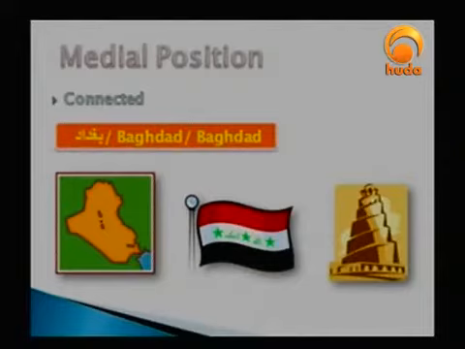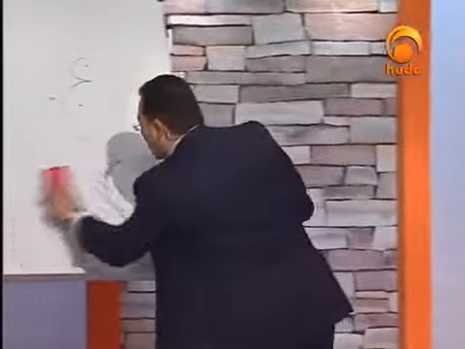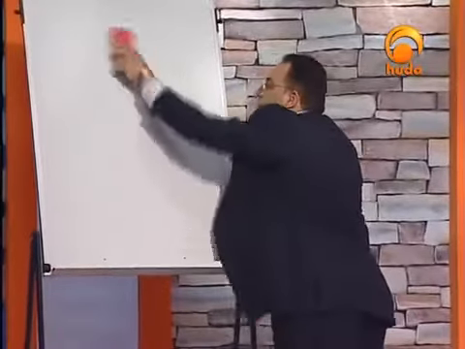Ghain here is closed. Can you see this? Okay, and we have just one dot, and it comes in the medial position, and it's always connected with the previous and with the following one. Let me just write that here. Follow me in writing this name. Baghdad. I write that here.